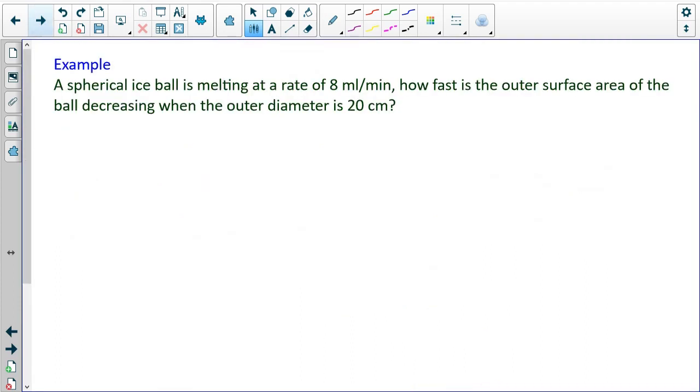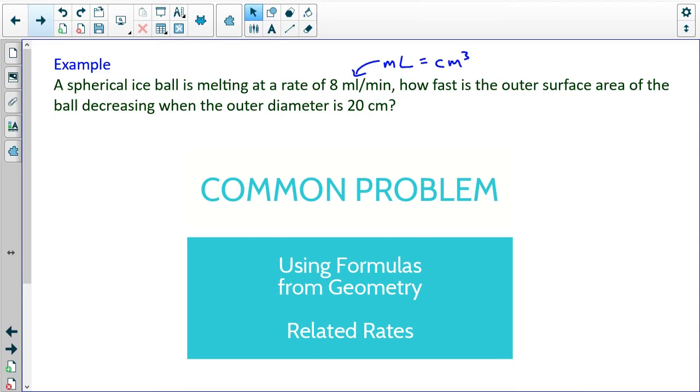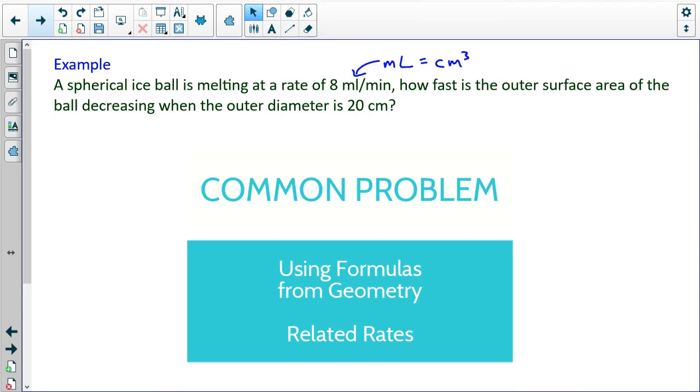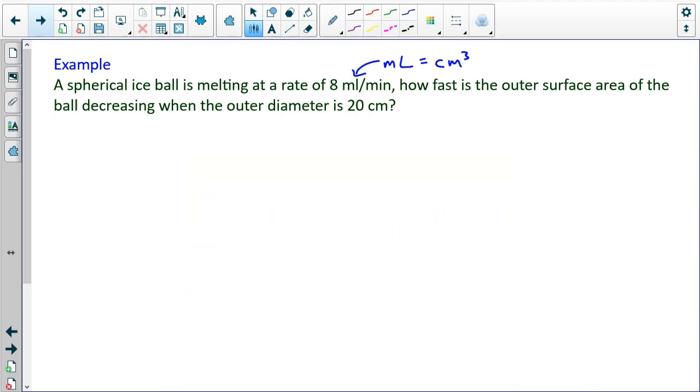A spherical ice ball is melting at a rate of 8 milliliters per minute. We're going to note that milliliters is the same thing as centimeters cubed. How fast is the outer surface area of the ball decreasing when the outer diameter is 20 centimeters? So let's draw a ball. The radius is r.